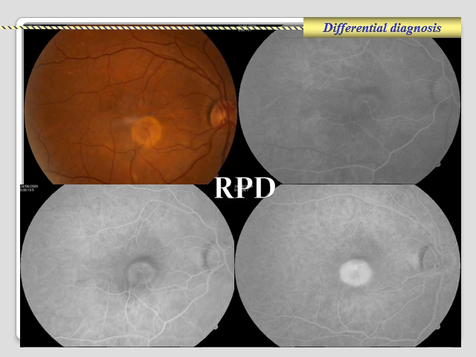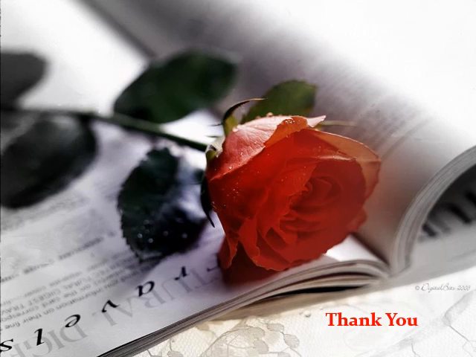retinal pigment epithelium detachment. In retinal pigment epithelium detachment, the leakage starts from the periphery and increases towards the center. The leakage starts in the arteriovenous phase, similar to central serous chorioretinopathy, but increases from the periphery to the center, and it is still confined within the same space. Thank you.